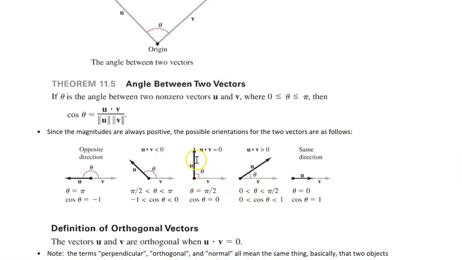Okay, so you could have this theta, which is pi over 2. You could have an acute angle here where the cosine of theta is between 0 and 1, and that gives you an acute angle between 0 and pi over 2. Or you could have theta equals 0 where cosine of theta equals 1, which just means the two vectors point in the same direction.